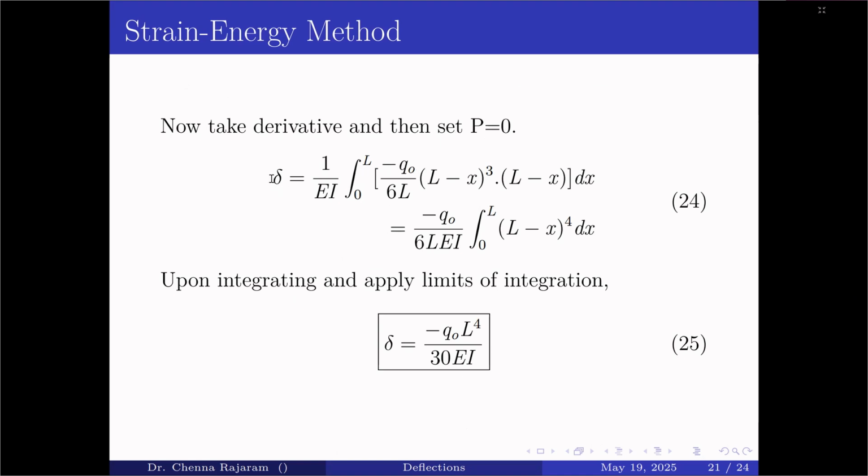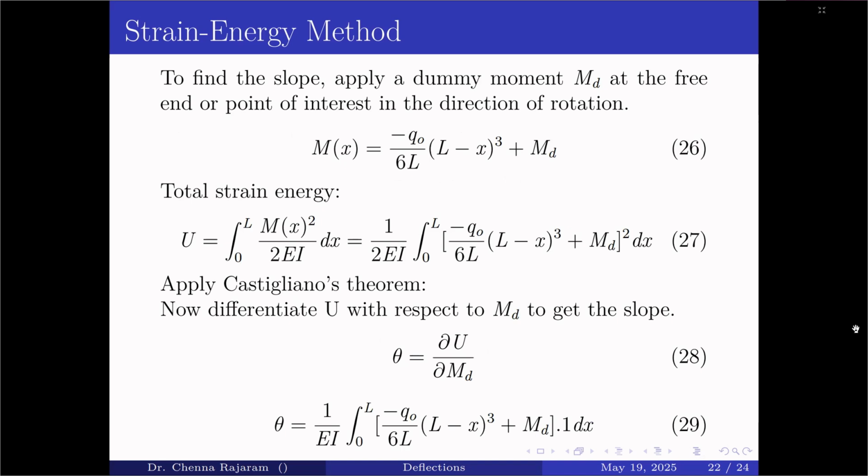Then the final equation is delta is equal to 1 by EI into integral 0 to L of the moment into dx. Then we obtain minus Q naught divided by 6 EI L, integral 0 to L of (L minus x) to the power of 4 into dx. Upon integrating and applying the limits of integration, we obtain delta is equal to minus Q naught into L to the power of 4 divided by 30 EI. Now we have calculated the deflection.